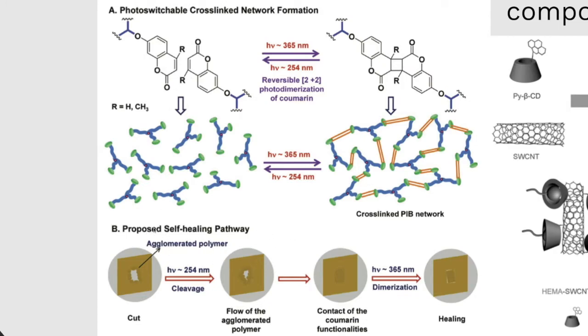The proposed pathway, so it's still a prototype. This is the agglomerated polymer, cleavage, then giving the light, then the contact of the coumarin functionality, and then healing at 365. At 254 it will have a cleavage, and at 365 it crosslinks. Here is the molecule of each monomer, and this crosslink has this orange line here.